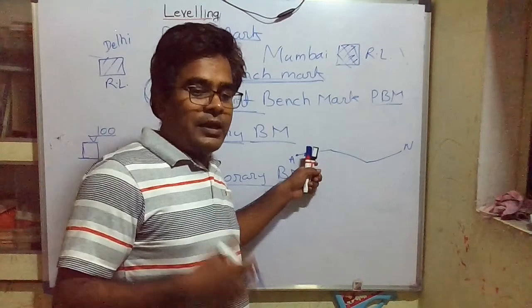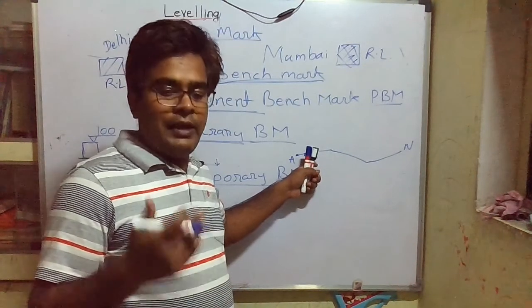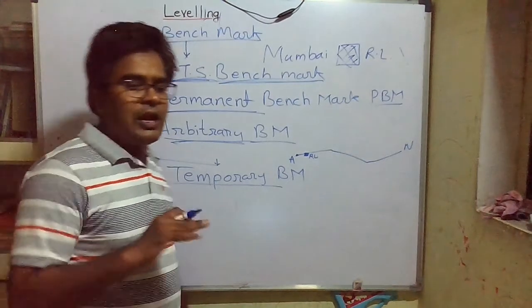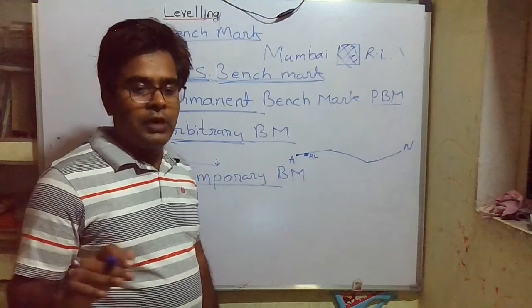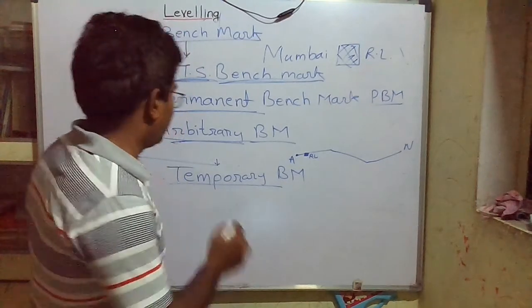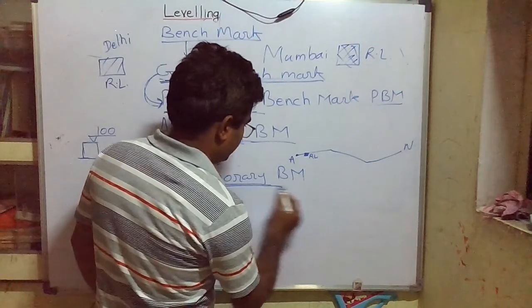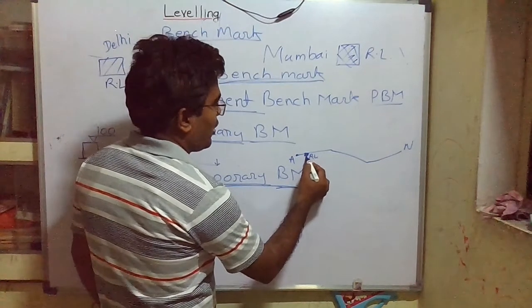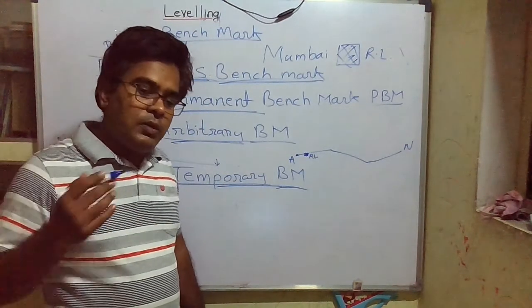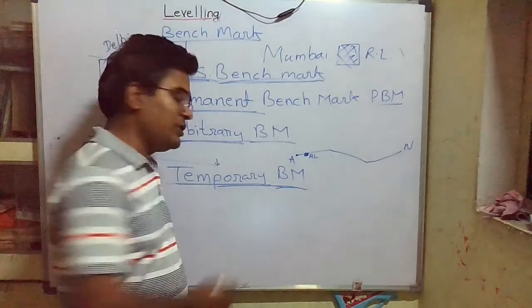So, at the end of the day's work, we mark that point at some permanent location like the root of a tree or some culvert. That benchmark is called a temporary benchmark. Here we have marked that benchmark temporarily at the end of the day's work, so it is called a temporary benchmark.